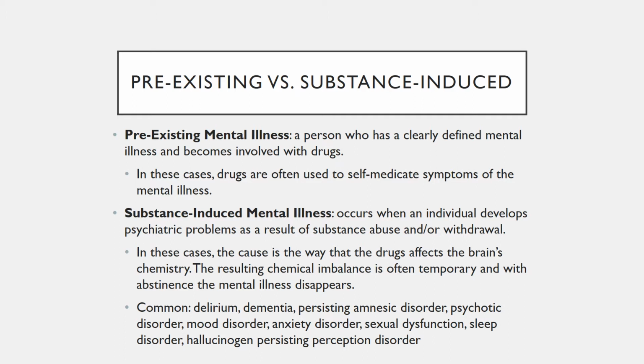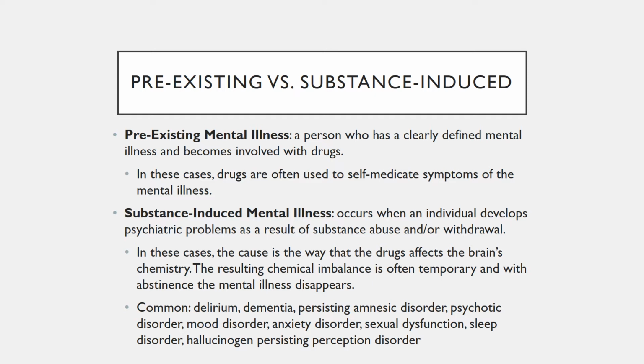So it's important to make a distinction between pre-existing and substance-induced mental illnesses. A pre-existing mental illness is when a person has a clearly defined mental illness and then becomes involved with drugs. And obviously we know that often those substances can be used as a coping mechanism for that individual.